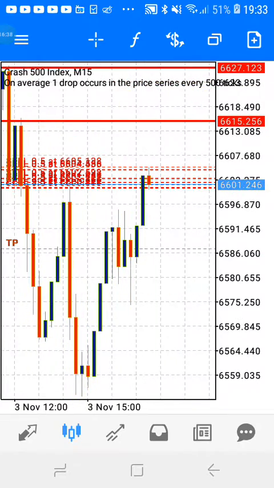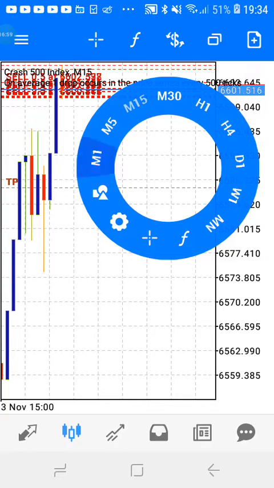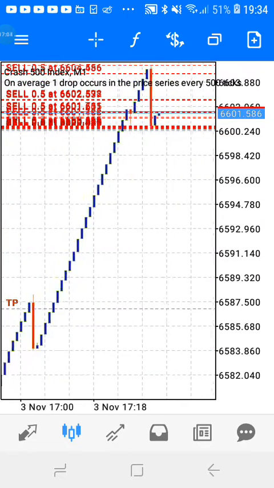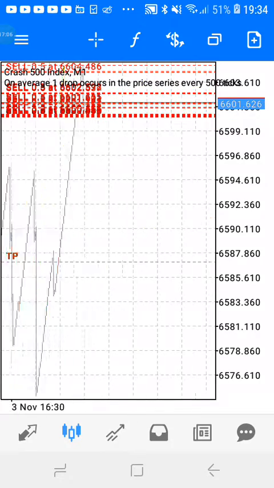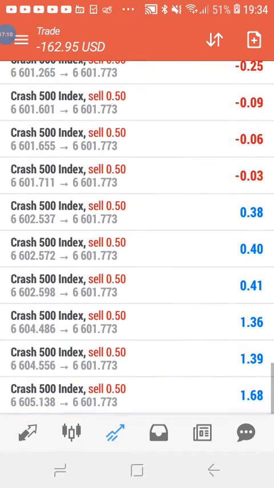So you need to know more than just one strategy. This is another strategy as well, whereby you're using S and R, support and resistance. You see where I put the lines and all that. But you also have to know this strategy, guys, that I just showed you. It's a good one. You won't even go wrong.